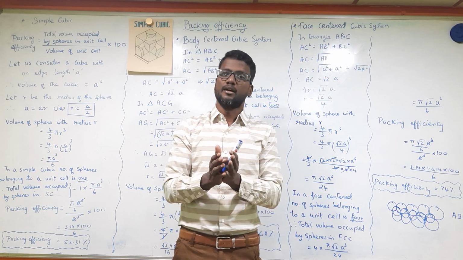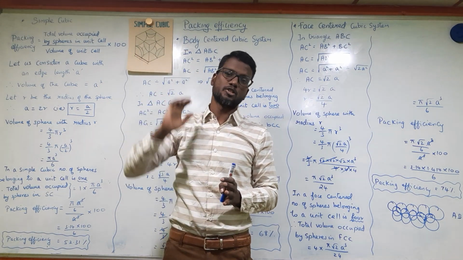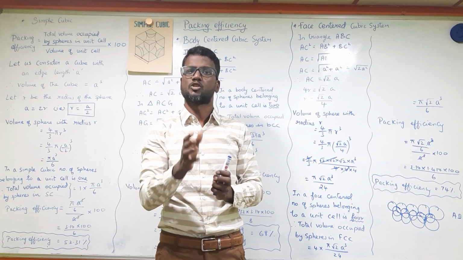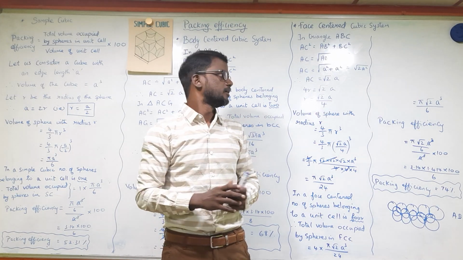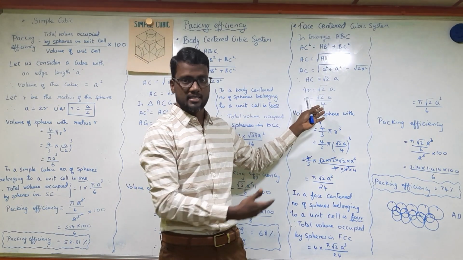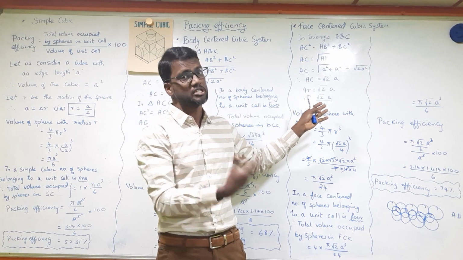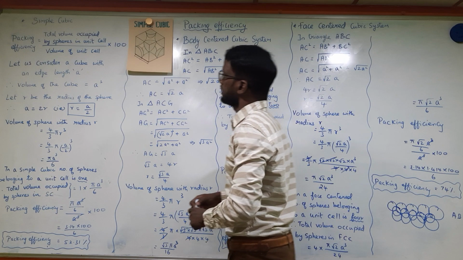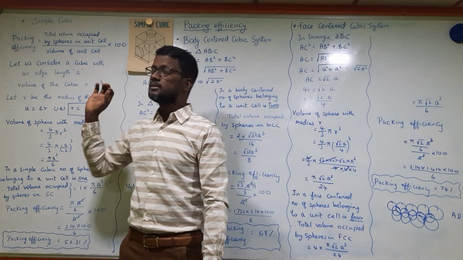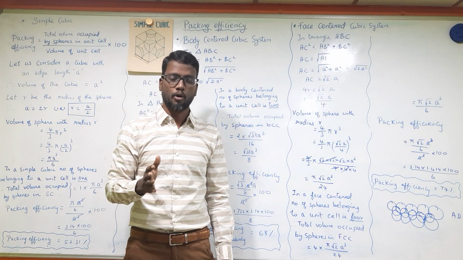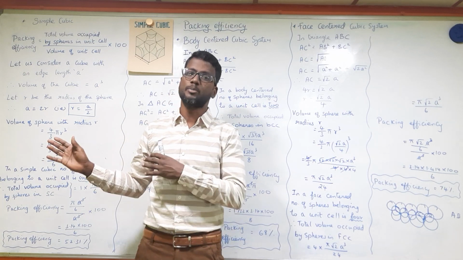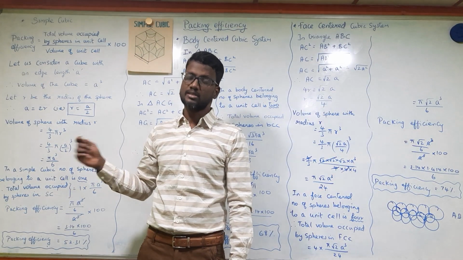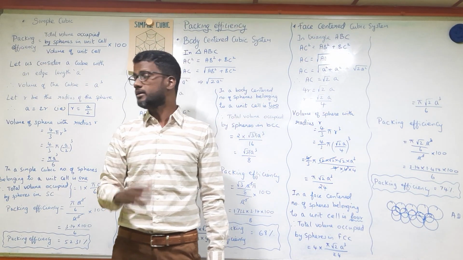So these are the three cubic systems we are going to discuss today: simple cubic, body centered cubic and face centered cubic, primitive unit cells. Packing efficiency is how efficiently the atoms are being packed. So we'll continue into today's class. There are three derivations for packing efficiency. From an exam point of view it is really important and is going to be simple also. Please follow it, write and practice. That will really help you.